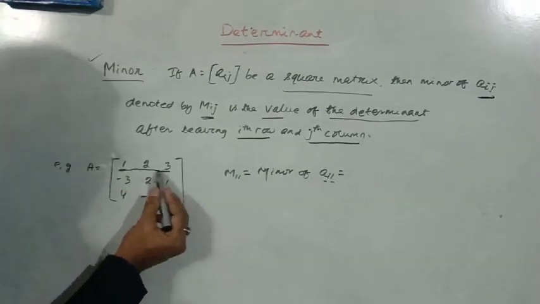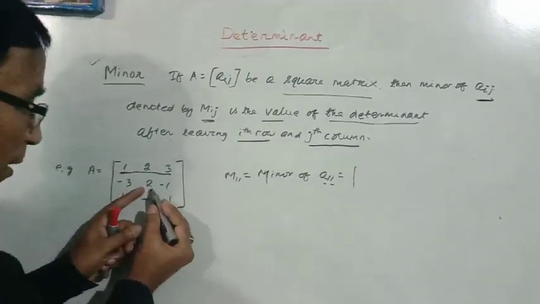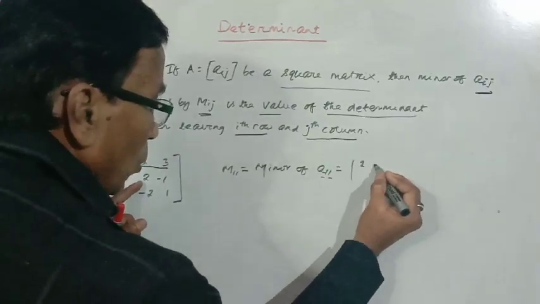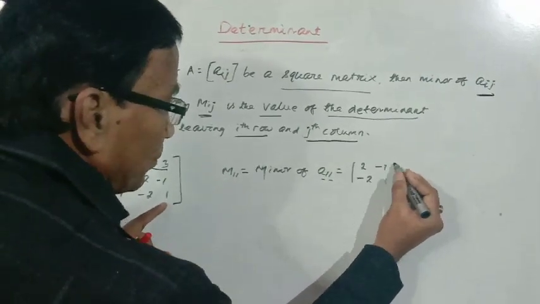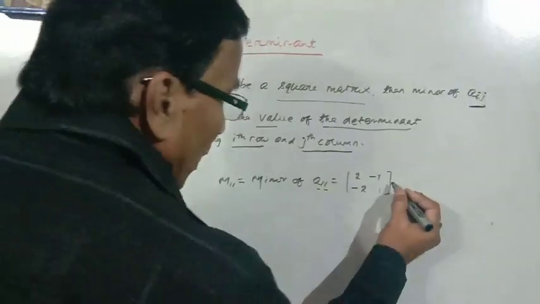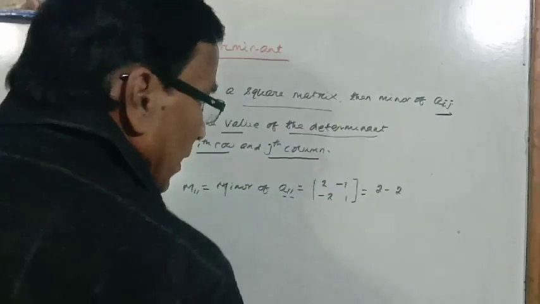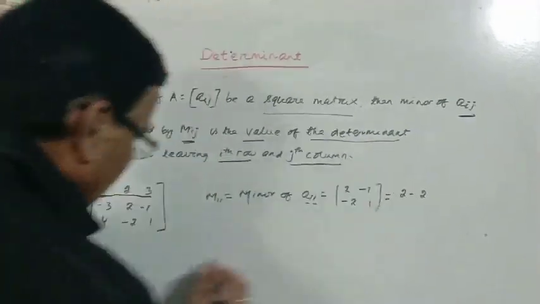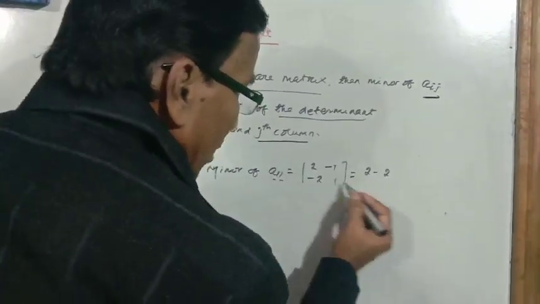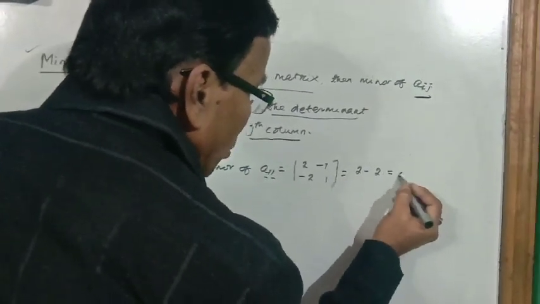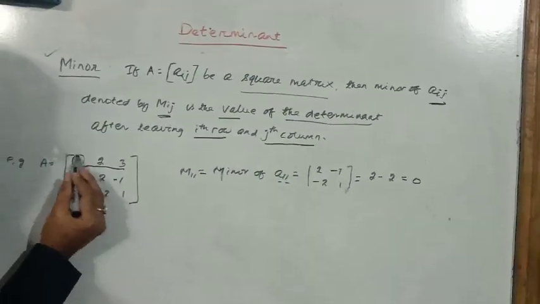So if you omit the first row and first column, then we are getting the determinant of 2, minus 1, minus 2, 1. So it is equal to how much? It is equal to 2 minus 2. It is the determinant of 2, minus 1, minus 2, 1. So that is equal to 2 minus 2, which is equal to 0. So 0 is the minor of A11, or it is the minor of 1.